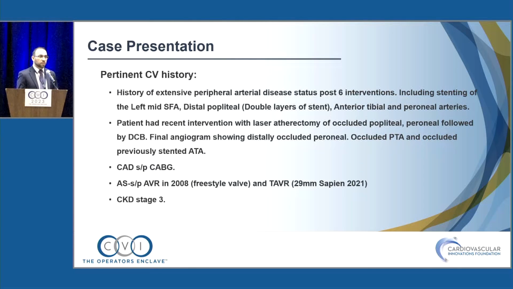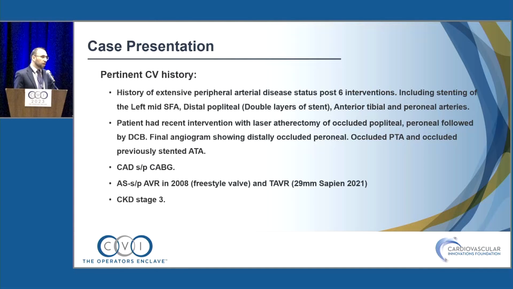His past history: this guy has extensive peripheral vascular disease. He has had 6 interventions in the past, including left mid SFA, distal popliteal with dual layer stent, anterior tibial, and peroneal arteries. In the last intervention, they did laser atherectomy of the occluded popliteal and peroneal, followed by DCB, and the final angiogram showed an occluded peroneal distally, and the PTA and ATA are gone. So it's one distal vessel runoff, and he has some collaterals going to the ATA.